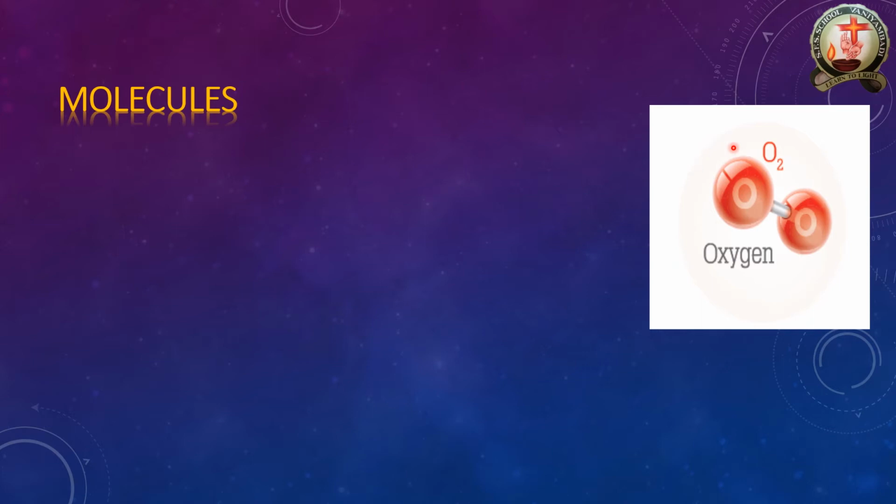O2 is a molecule, but oxygen is an atom. This oxygen atom combines to form a molecule. How will the combination occur? The oxygen gas in the air that we breathe is made up of two oxygen atoms. This is used for our human respiration system. Without oxygen we can't live.